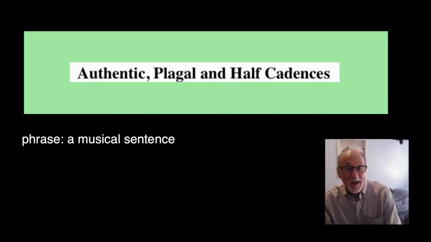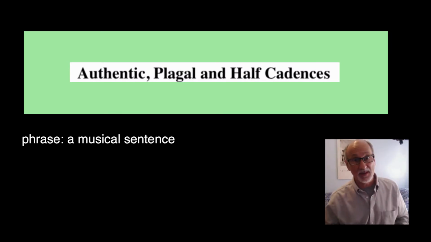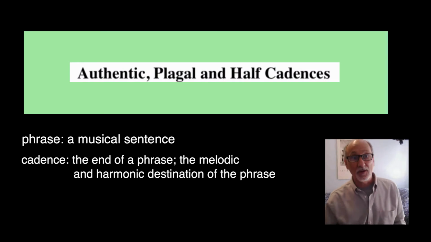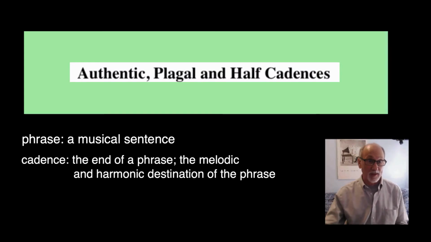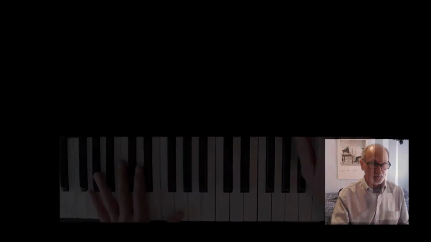Melodic and harmonic destinations can be perceived at the end of the phrase, and these are called cadences. So let's take a look at a chorale by J.S. Bach, and there are 2 phrases and with a cadence at the end of each one.